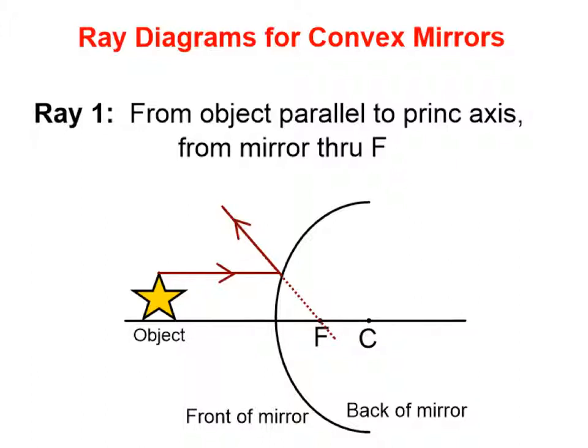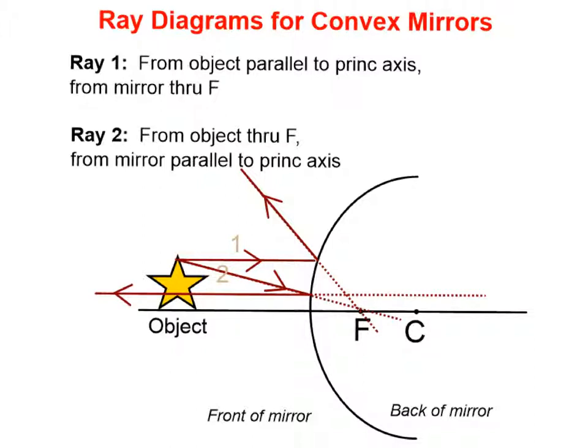So let's look at drawing ray 1. Ray 1 is going to be drawn from the object parallel to the principal axis here to the mirror, and then from the mirror through F. Now this is going to be a dotted line because this is actually not a real light ray here. The light ray is being reflected, much like in our flat mirror. So this will be a dotted line through F.